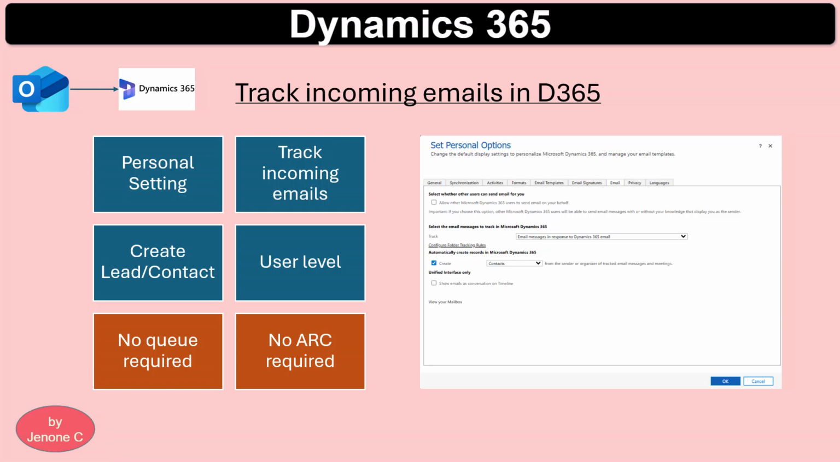So, this feature enablement is only for the individual user, it is not at the admin level or at the global level. And for tracking these incoming emails, we don't have to create any queues or any automatic record creation and update rules. All these things are purely out of the box with just a few clicks. Now we will see how to enable this automatic email tracking in Dynamics 365.